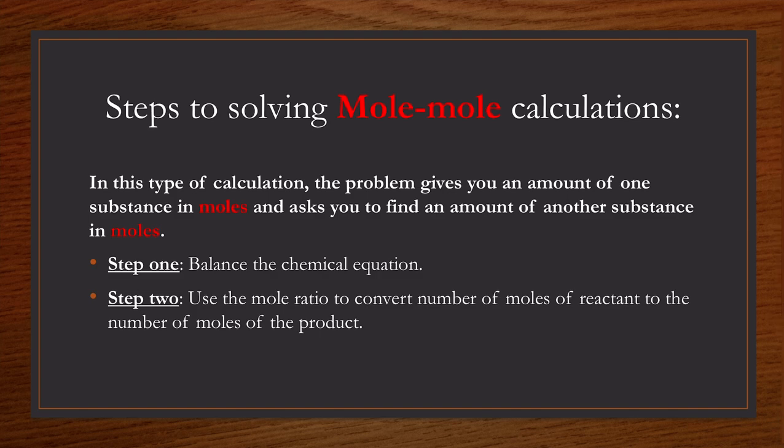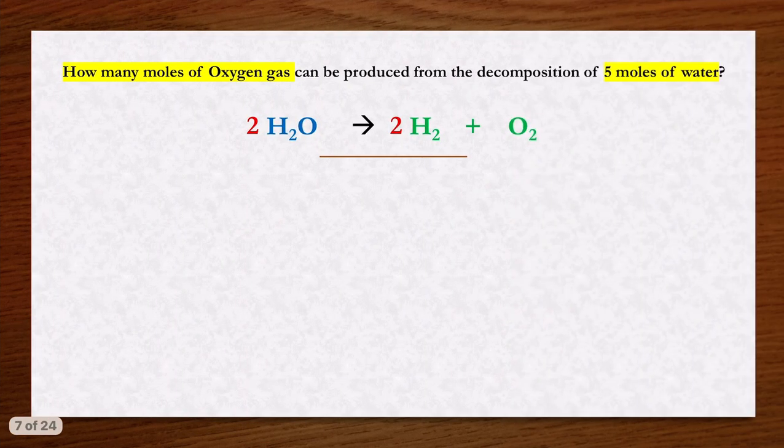All right, so the first step in any stoichiometric calculation is to double check and make sure that your chemical equation is balanced. You want to make sure that it's balanced properly, because if it's not, then your mole ratios are going to be incorrect and you will not get the right answer. Then the second step is for us to use our mole ratio to make that conversion. So let's take a look at our first problem here.